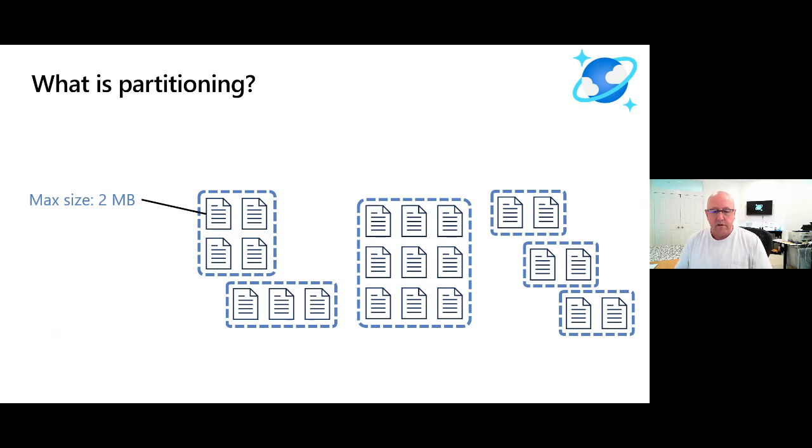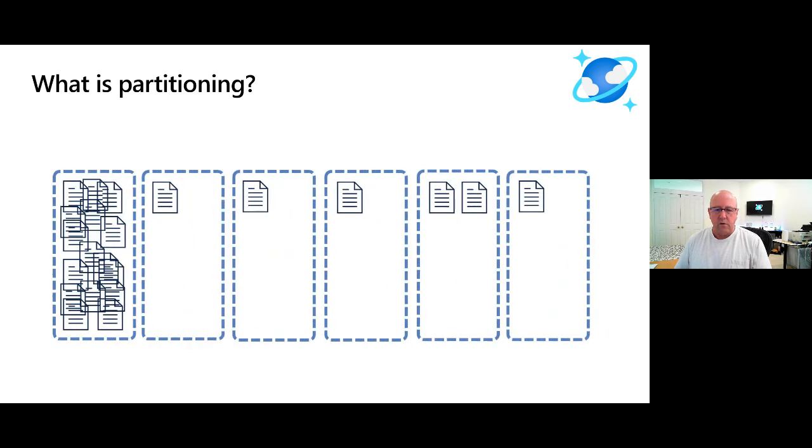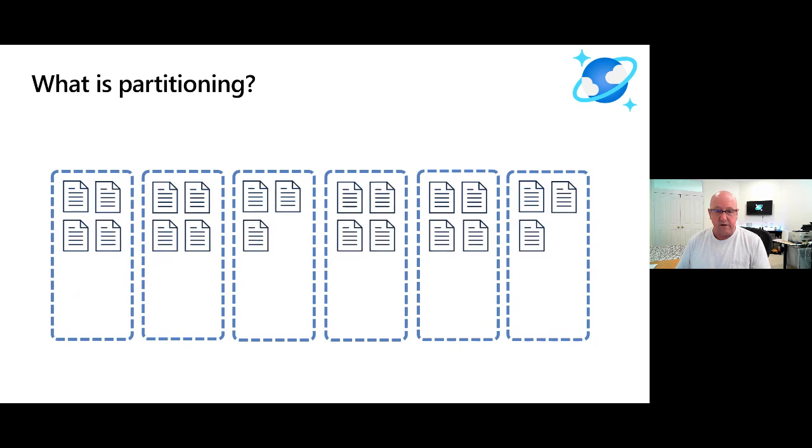The other constraint to keep in mind is that each logical partition is also 20 gig in size. So I can't have a logical partition of, say, Andrew with more than 20 gigabytes worth of data. So when working with data, we want to try to achieve this even distribution of data across our logical partitions. And when you don't get this, you end up with what we call a hot partition. And you generally want to avoid that. In fact, you definitely want to avoid it.